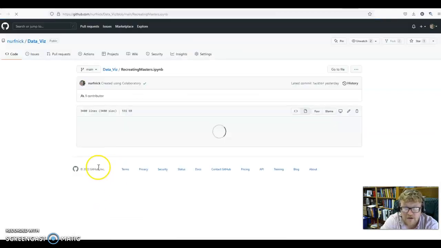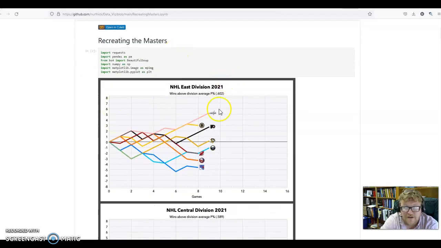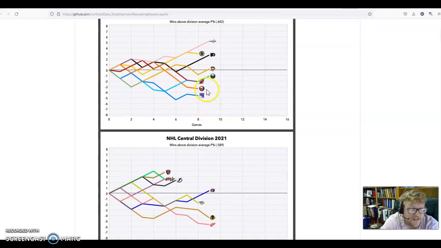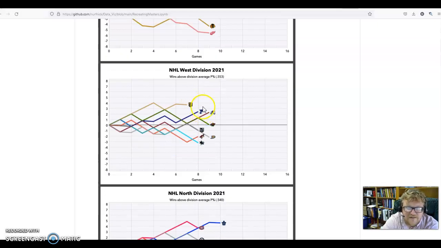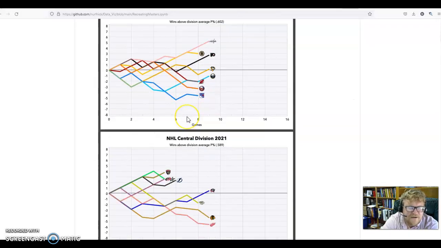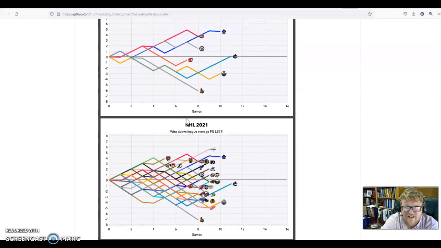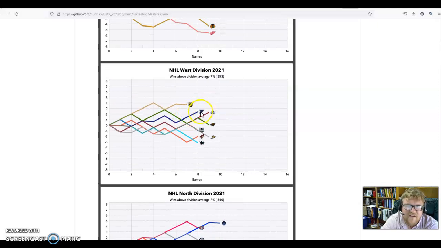The other one here I've started is recreating the masters. So I found this image. It's a hockey image. Hockey is near and dear to my heart. Let's go Blues. Here they are. Hoping to win the cup again this year. But this was a graphic that I had seen on Reddit a while back, and I wanted to see if I could recreate this. I thought this is an excellent graphic.